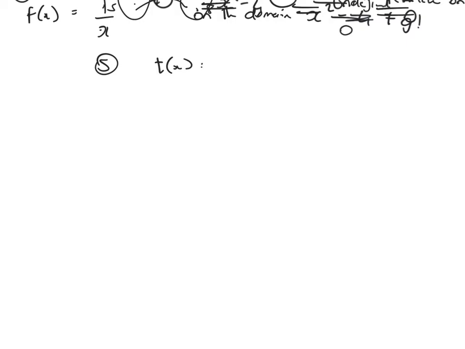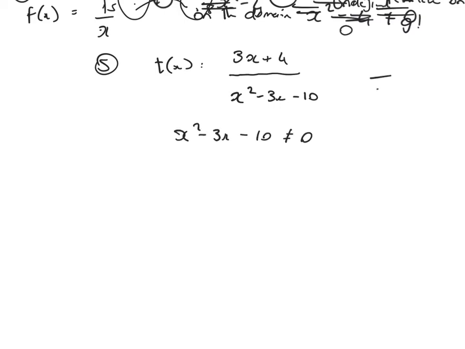T of x equals 3x plus 4 over x squared minus 3x minus 10. Okay, now it doesn't really matter what's on the numerator, it's about what's on the denominator, and the denominator cannot be 0. So the denominator, x squared minus 3x minus 10, cannot be 0. Now if it is 0, that means we've got something over 0, which is undefined, and we can't have that.